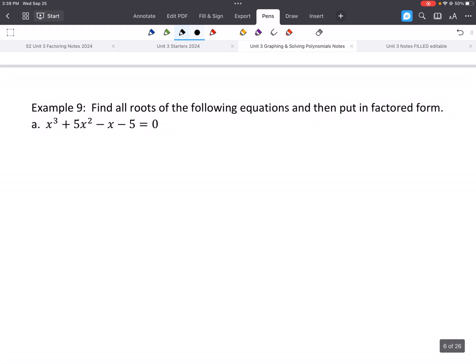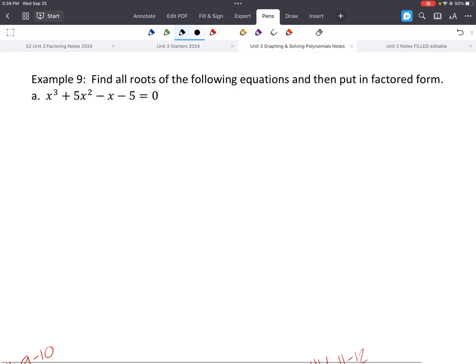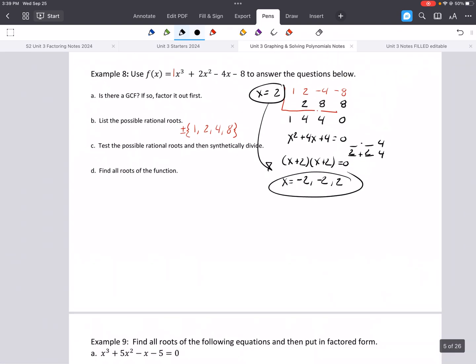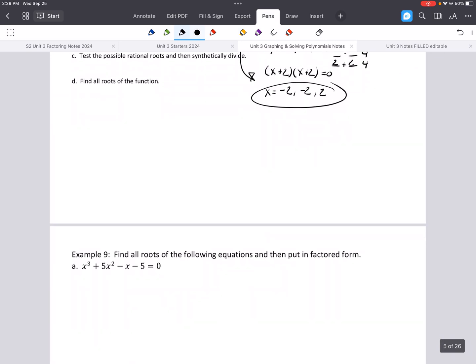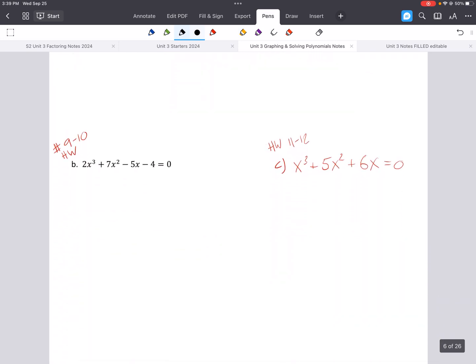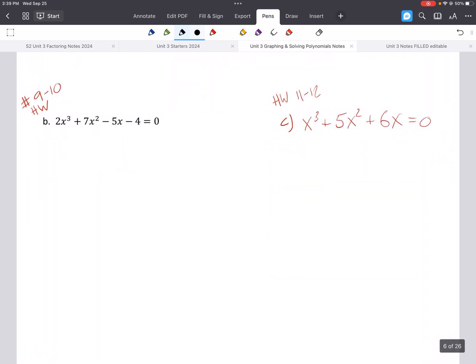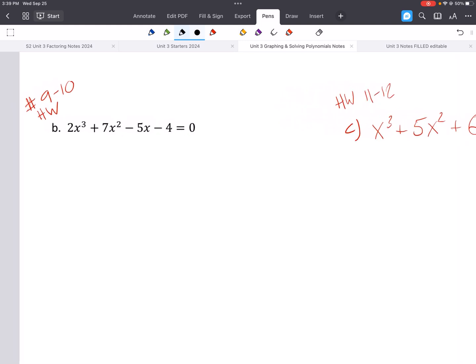All right, so let's keep going. I think we just have a couple left. I think I'll probably skip this one. I think it's very similar to 8 that we did. So let's go and do these last two. I added another problem because you'll have a couple like that on the homework.